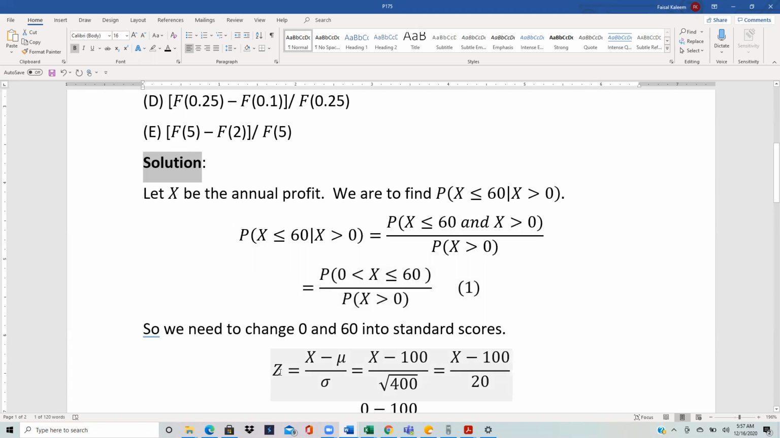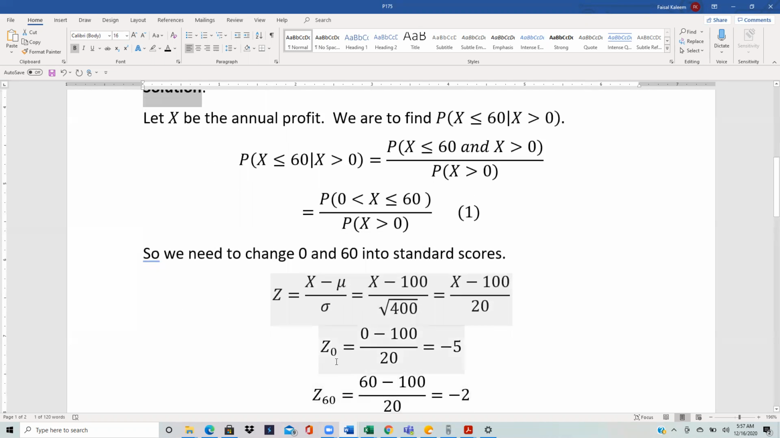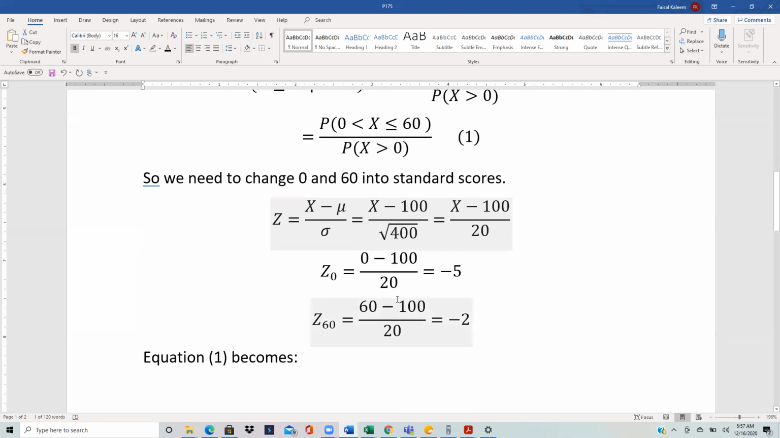So our basic formula, Z equals X minus mean over standard deviation, X minus 100 over square root of 400, because the variance is given to be 400. So when X is 0, the Z score corresponding to 0 will be 0 minus 100 over 20. Substitute 0 here, so that's negative 5. And for the 60, we get 60 minus 100 by 20, that's negative 2. So X between 0 and 60 means Z between negative 5 and negative 2.